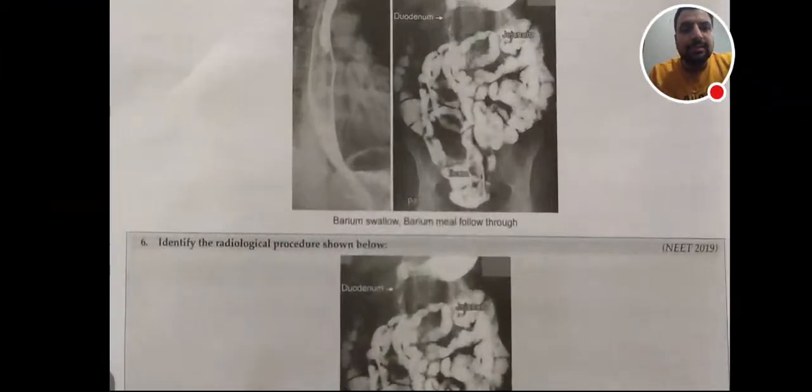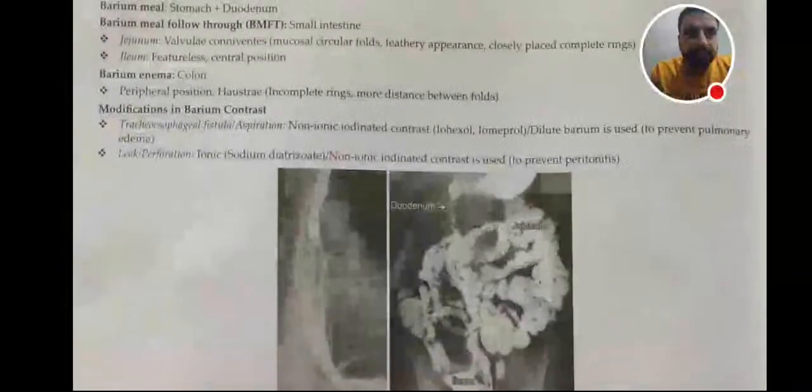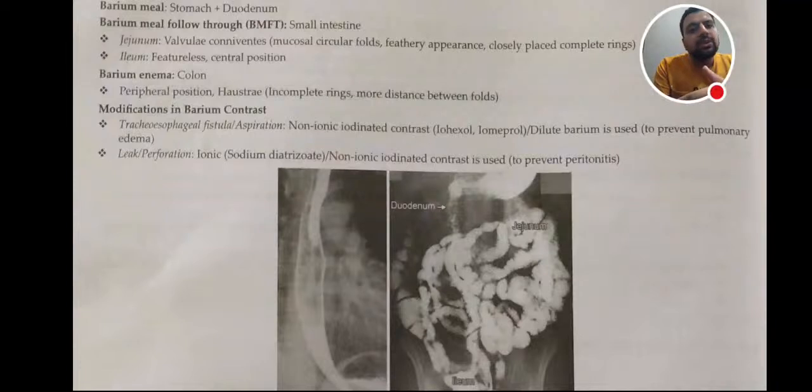Whereas, let's discuss completely. For stomach and duodenum, barium meal, and barium meal follow through for small intestine like jejunum and ileum, and barium enema for colon. So, guys, one more thing that is very, very important.